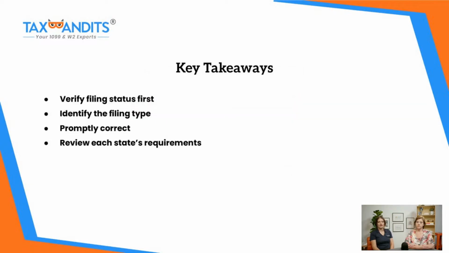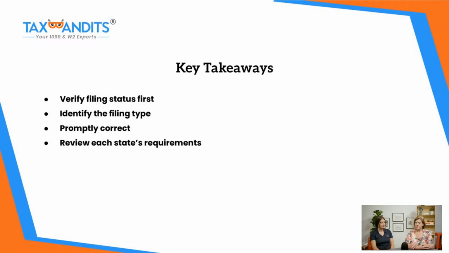So before we wrap it up, Christy, what would you say were the biggest and most important takeaways from this today? First, always verify the filing status before taking any actions. A rejected return generally needs to be corrected and resubmitted as an original. An accepted return may require a correction or an adjustment. So secondly, determine which type of filing is affected.